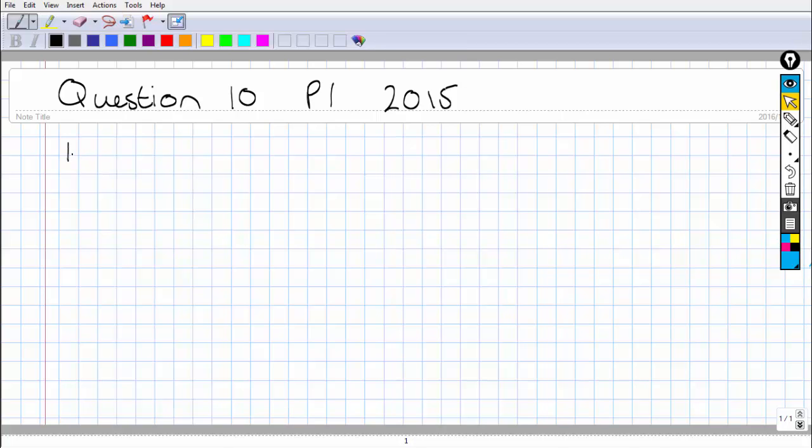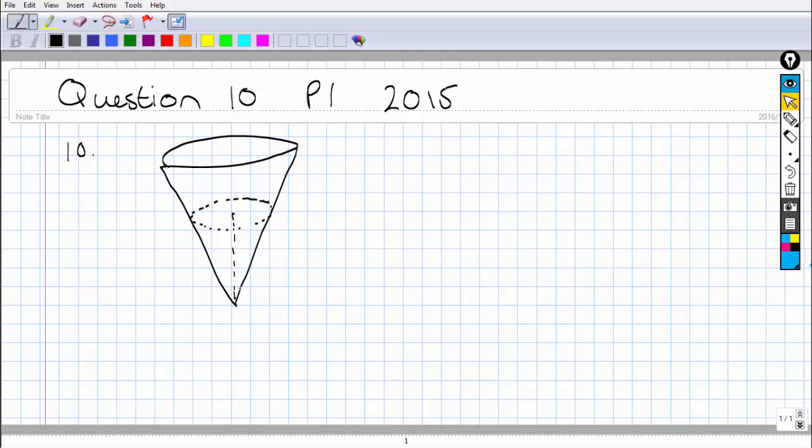So question number 10, they have a cone. Well, mine's not drawn as nice as theirs, but they've got some height h. Obviously this here is the radius r, and they're saying that this angle here, call that theta, is equal to 60 degrees. Oh, sorry, wrong angle. Looking at it again, it's this angle theta that is equal to 60 degrees.